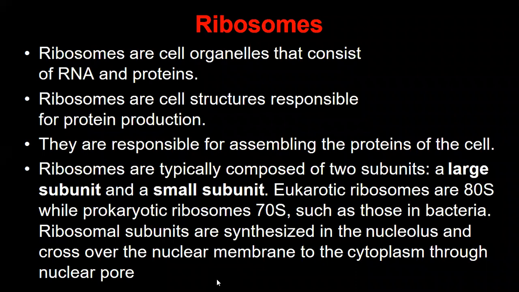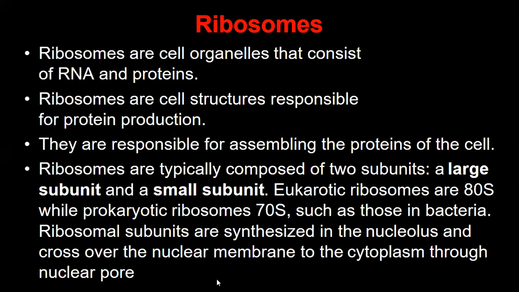Ribosomes are typically composed of two subunits, a large subunit and a small subunit. We have ribosomes in eukaryotic cells and in prokaryotic cells. In eukaryotic cells, ribosomes are 80S, while prokaryotic ribosomes are 70S. They are synthesized in the nucleus and they cross over the nuclear membrane to the cytoplasm through the nuclear pore.